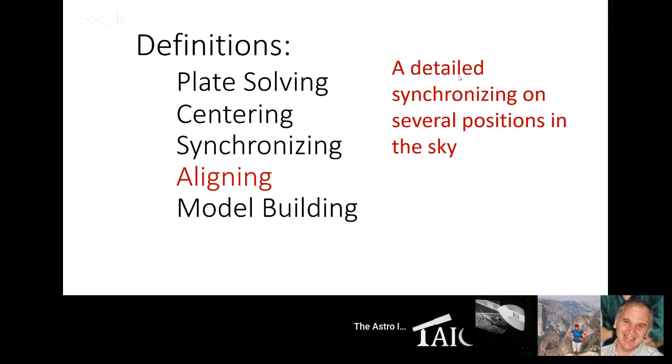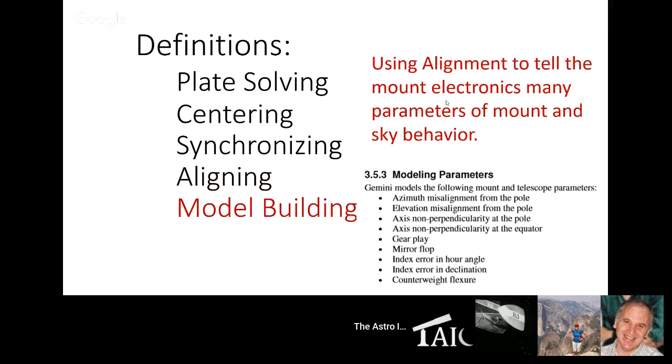From that, your mount can already tell certain things. You start adding that 3rd point and that 4th point and other points, and you start model building. Model building is using alignment to tell the mount electronics many, many parameters about the mount and the sky behavior. This collection of parameters down here, azimuth misalignment from pole, elevation misalignment from pole, after you've used, this is for Gemini, if you get 1 star, then you'll have 2 alignment points, the counterweight down position and Betelgeuse, or whatever star your first alignment star is.